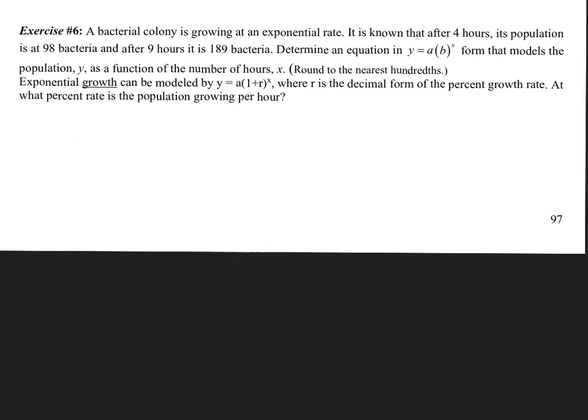Alrighty, exercise number 6. A bacterial colony is growing at an exponential rate. It is known that after 4 hours, its population is at 98 bacteria, and after 9 hours, it is at 189 bacteria. Determine an equation in y equals ab to the x form that models the population y as a function of the number of hours, round to the nearest hundredths. The second part I will address after I get the equation.